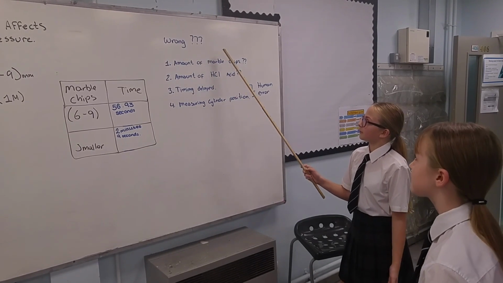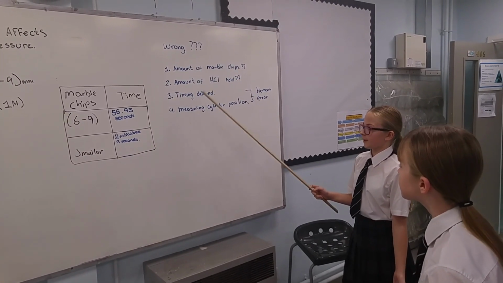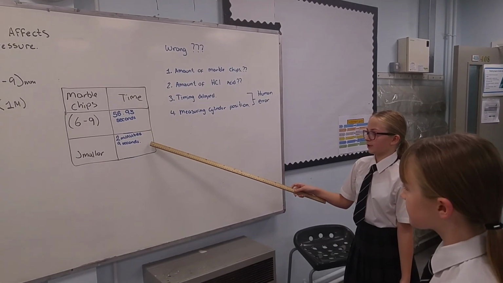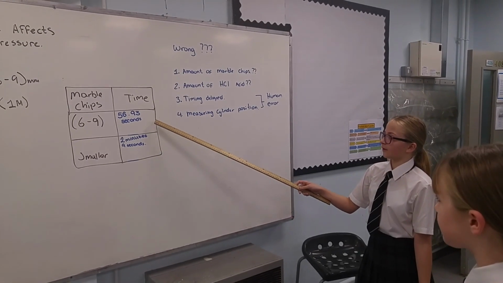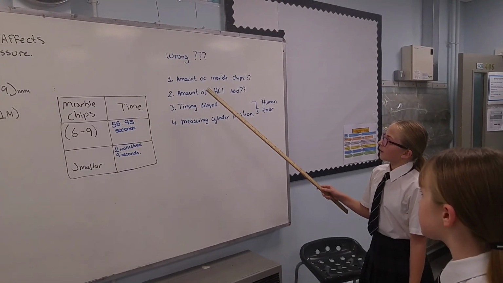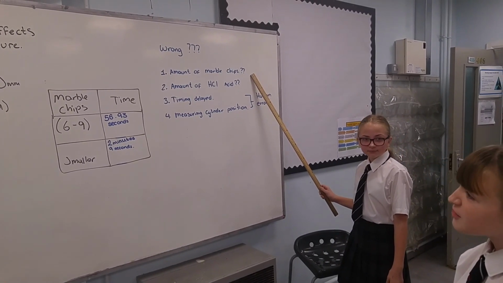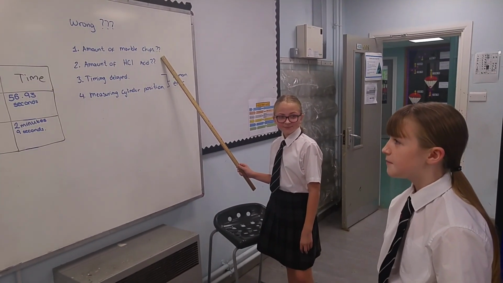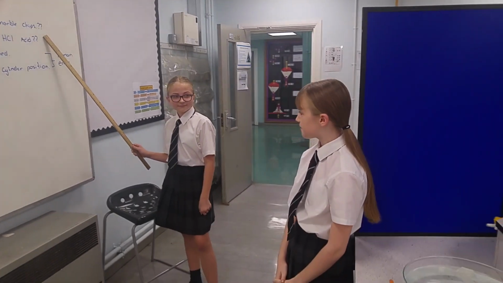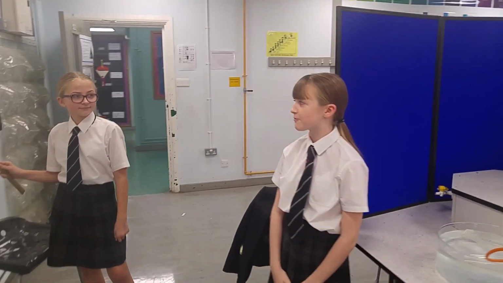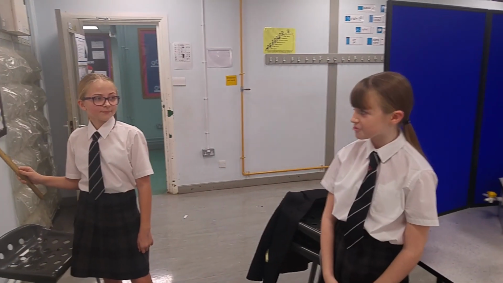These are a few things that could have gone wrong in the experiment, because in theory this should have been quicker than that, but obviously it wasn't. Eleanor, do you think it was the amount of marble chips? Well, now that you mention it, I did add more of the larger marble chips, so it could have been quite unfair on the smaller marble chips.